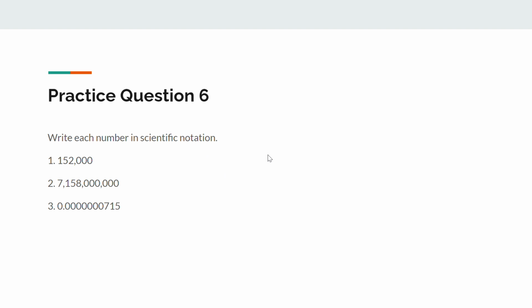Alright, so the answers for these are 1.52 times 10 to the power of 5, since we moved the decimal point 5 places left. And the second one is 7.158 times 10 to the power of 9. And then the third one is 7.15 times 10 to the power of negative 8, since we have to move the decimal 8 places.